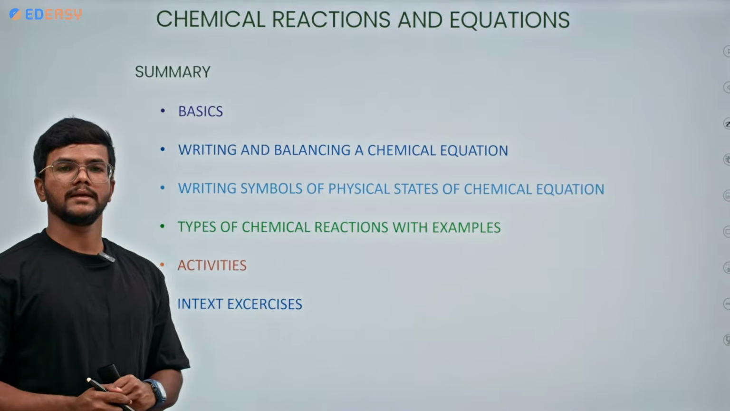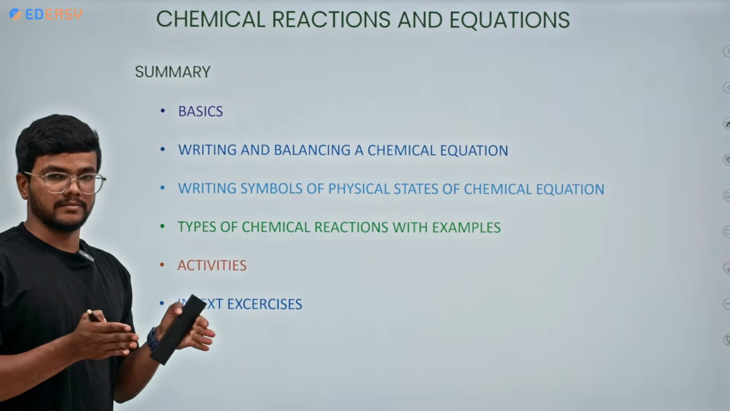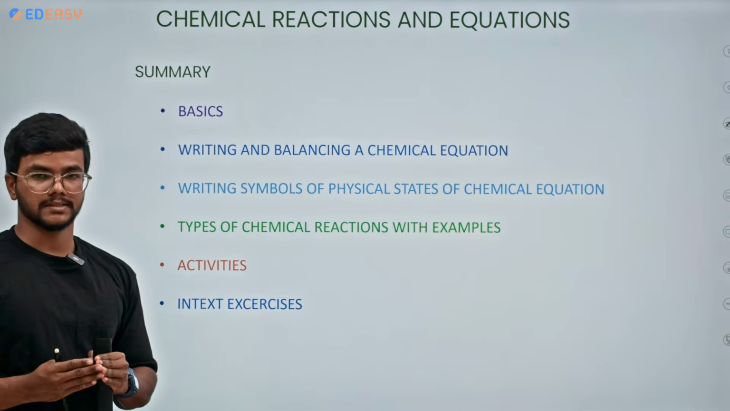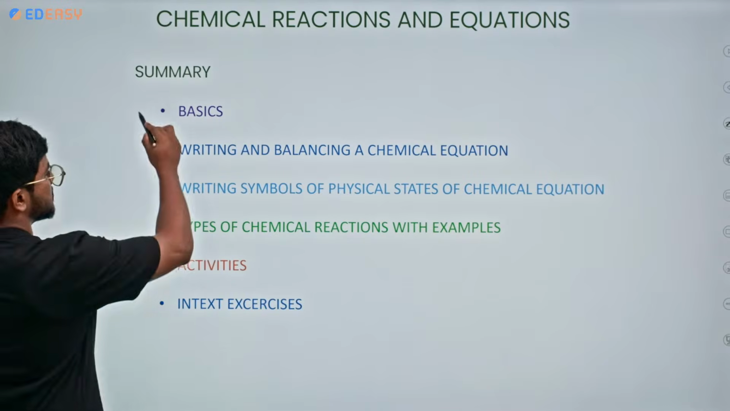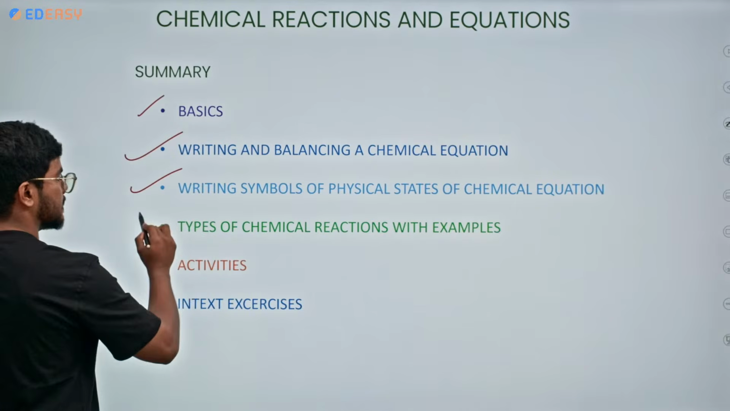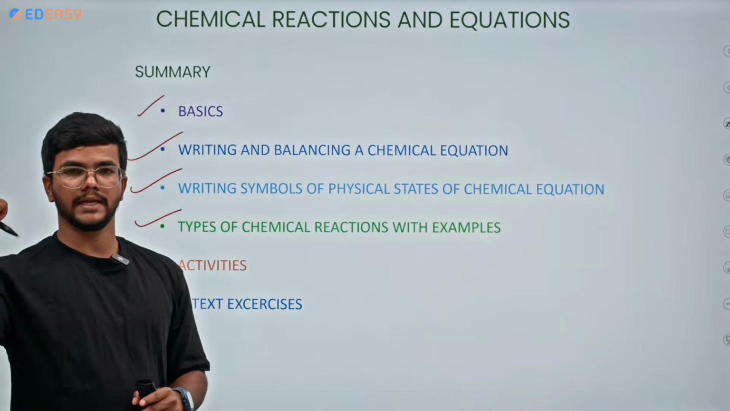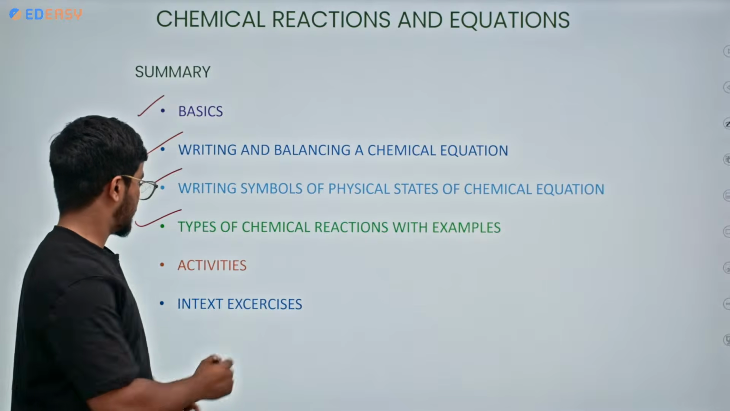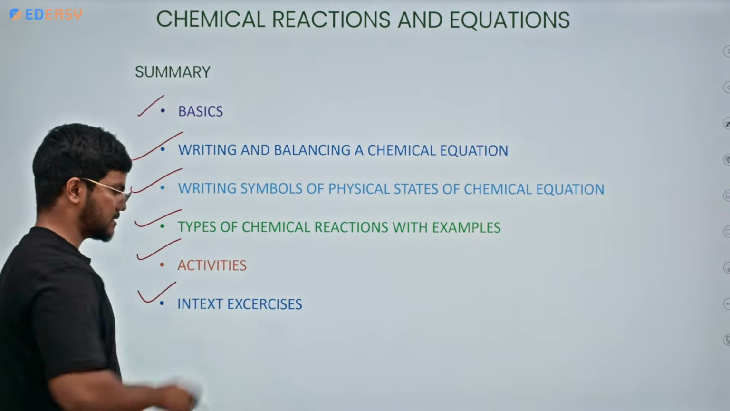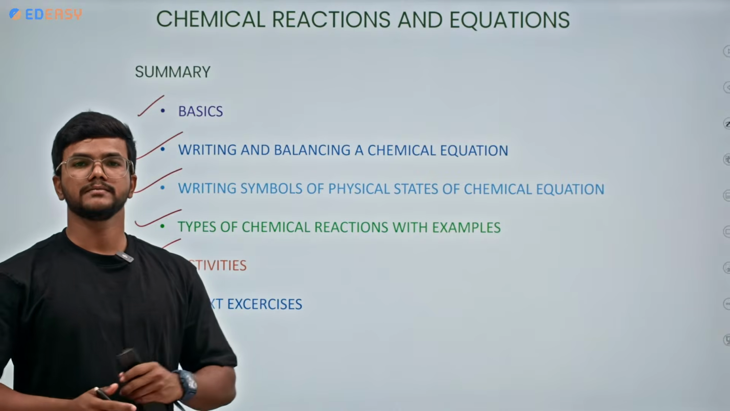So finally, summary of this topic. Only summary of this session till decomposition reaction. Till decomposition reaction, basics we have done. Writing and balancing reactions. Symbols. Types of reactions. Only how many types of reaction? Combination and decomposition with activities. And activities also we have done in in-text exercises. Okay. So this is what we have discussed till now.